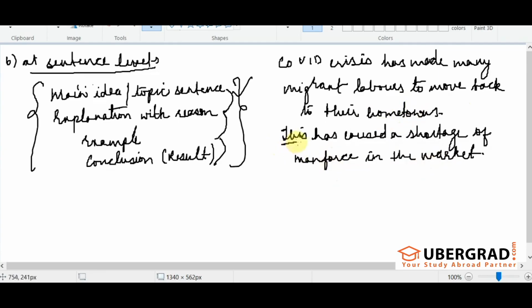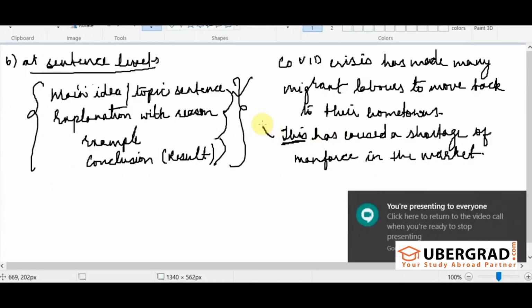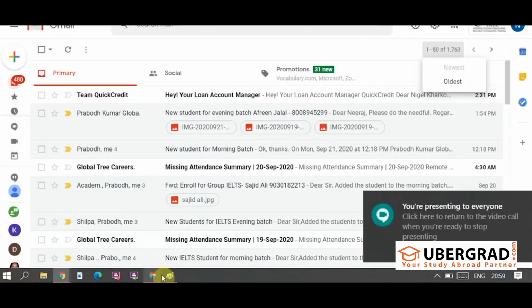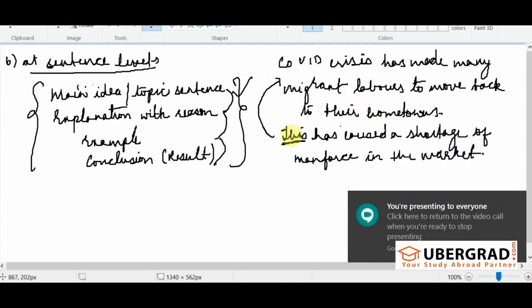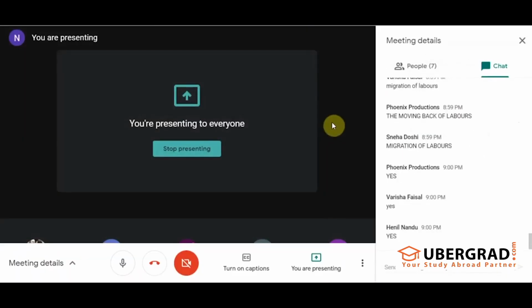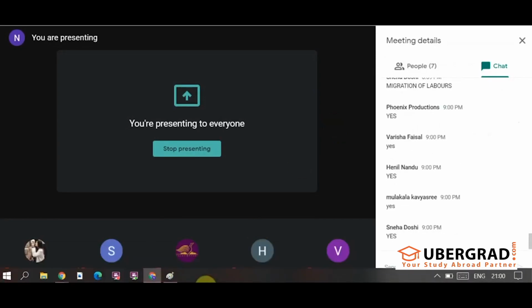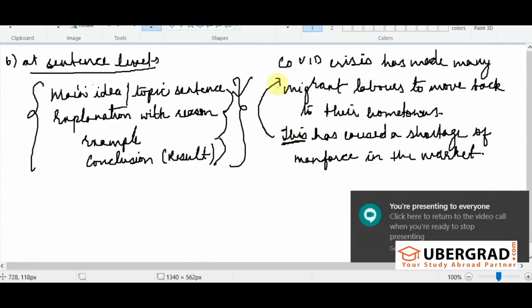Tell me, what is this word "this" referring to? Migration of laborers, the moving back of them. So "this" refers to something that is mentioned in the previous statement. Got it? So this shows a very good logical connection between the first sentence and the second sentence, because it refers to something which we have written in the previous statement, which is the COVID crisis or the migration of laborers.